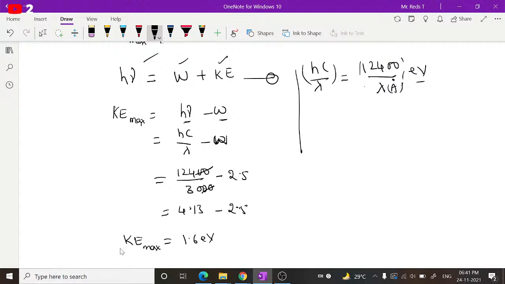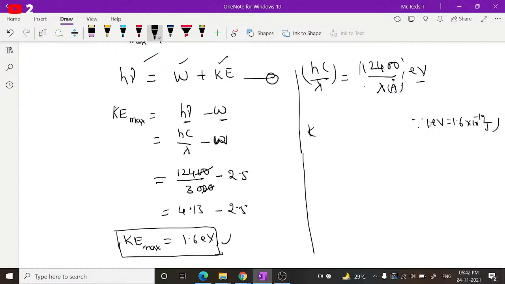But if you see, the options they have given are in terms of joule. So to convert this into joule, this is the maximum kinetic energy of ejected photoelectrons in electron volts. To convert this into joules, we have to use 1 electron volt is equal to 1.6 into 10 to the power minus 19 joule. So Ke max is equal to 1.6 into 1.6 into 10 to the power minus 19 joule. On simplifying this, you will get 2.56 into 10 power minus 19 joule. That is the Ke max.